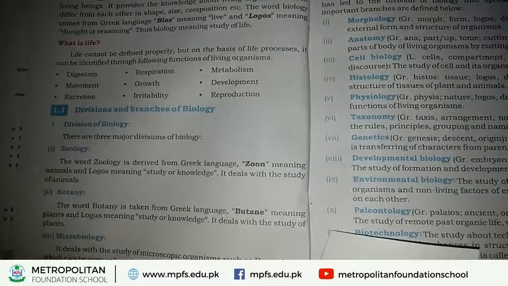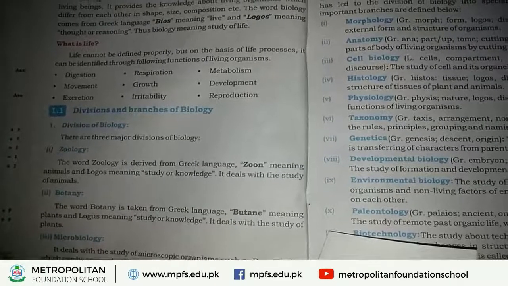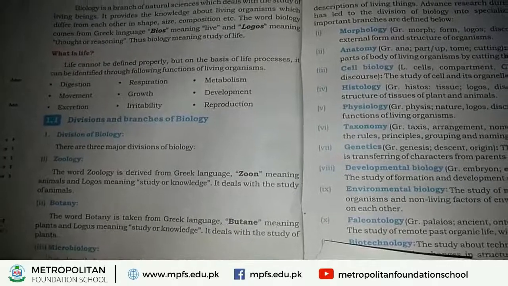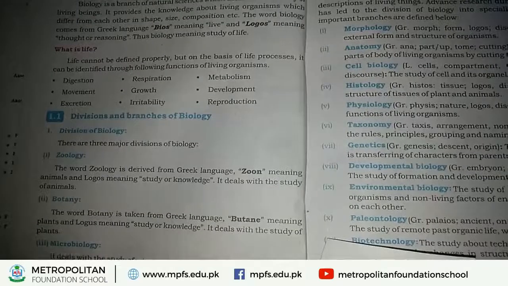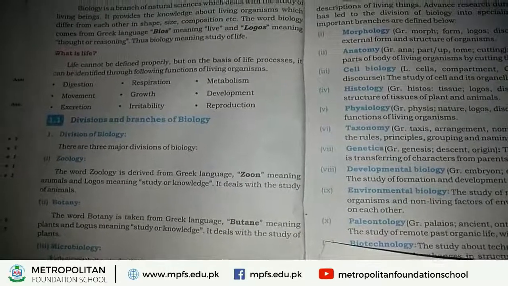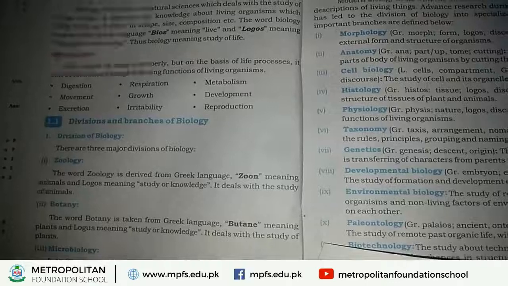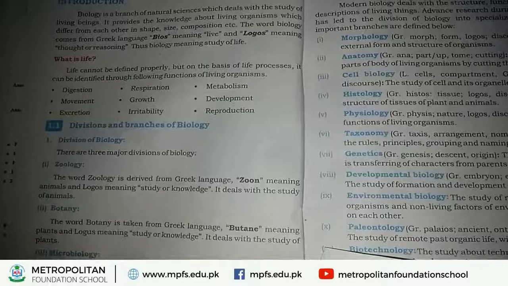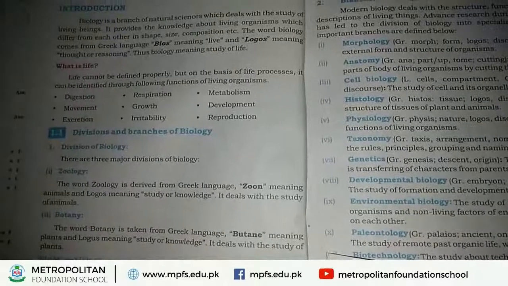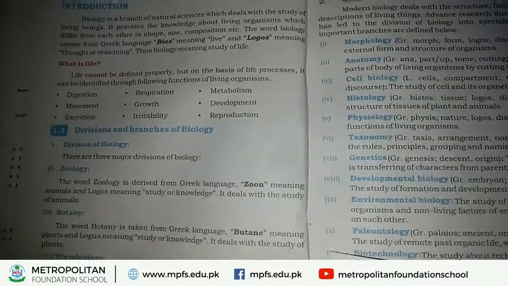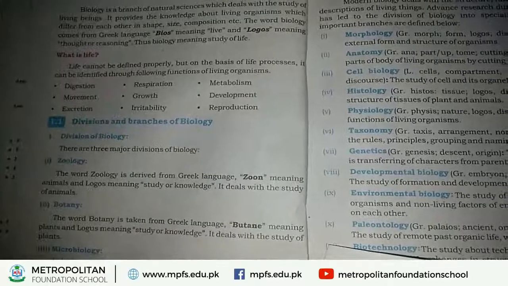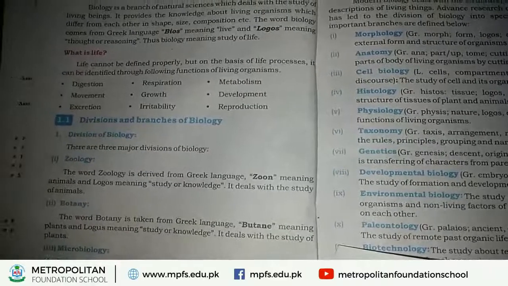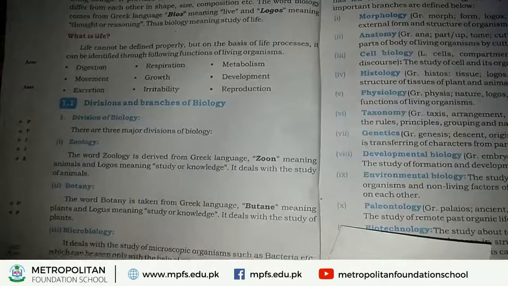Students, the word zoo is derived from the Greek language, and zoo means animals, and logos means study or knowledge. So its name indicates that in this branch we study about animals, their life, their characteristics and different functions that they perform in their life. Okay, now the second division is called botany.